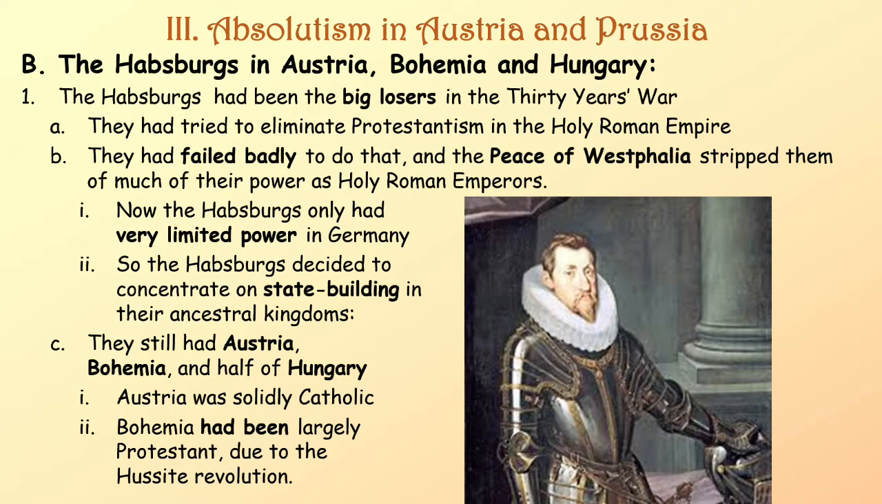The Habsburgs, as we know, had been the big losers in the 30 Years' War. They had tried to eliminate Protestantism in the Holy Roman Empire. They had failed badly to do that, and the Peace of Westphalia stripped them of much of their power as Holy Roman emperors. Now the Habsburgs only had very limited power in Germany, so the Habsburgs decided to concentrate on state building in their ancestral kingdoms. They still had Austria, Bohemia, and half of Hungary. Austria was solidly Catholic. Bohemia had been largely Protestant due to the Hussite Revolution.